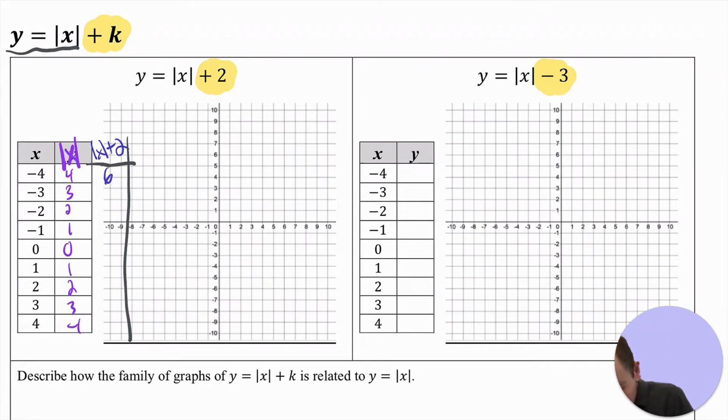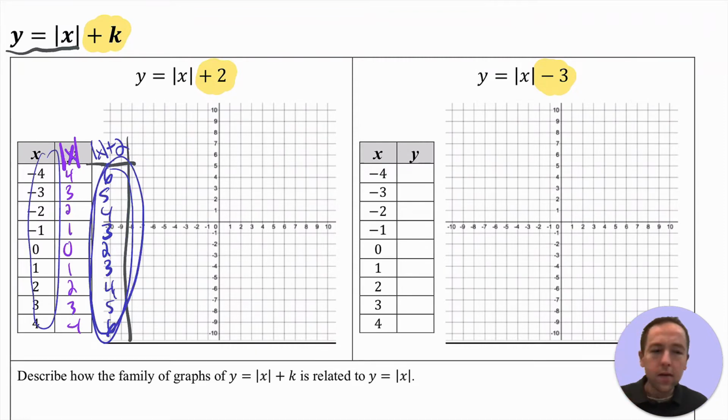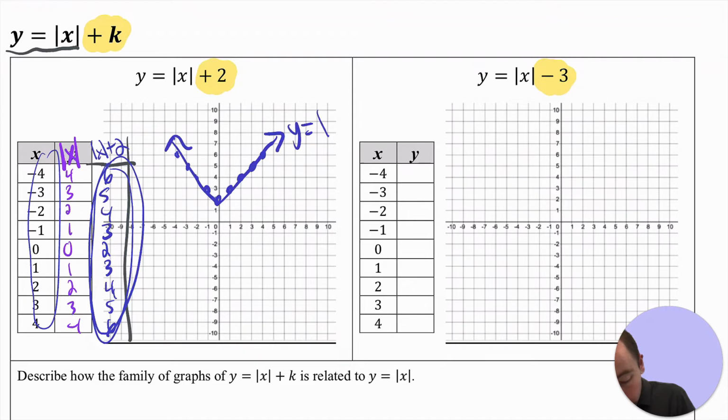So the numbers in this blue column are going to be 2 higher for all of the y values, but the x values all remain the same. When I graph this, it just shifts the graph up 2 units. And so we get a V shape that looks like that, and that's the graph of y equals absolute value x plus 2.